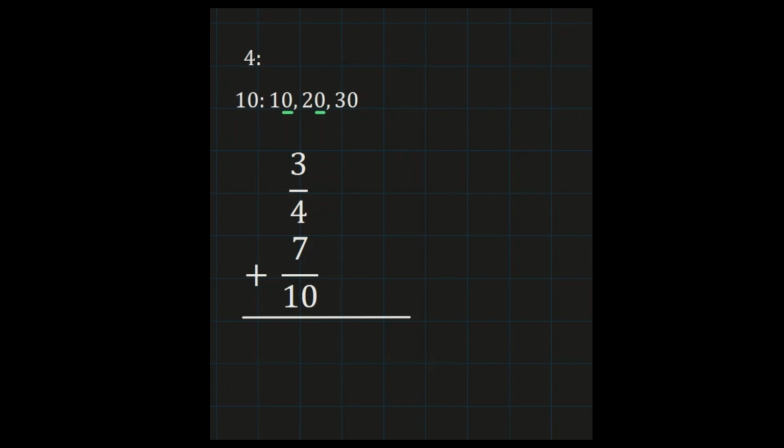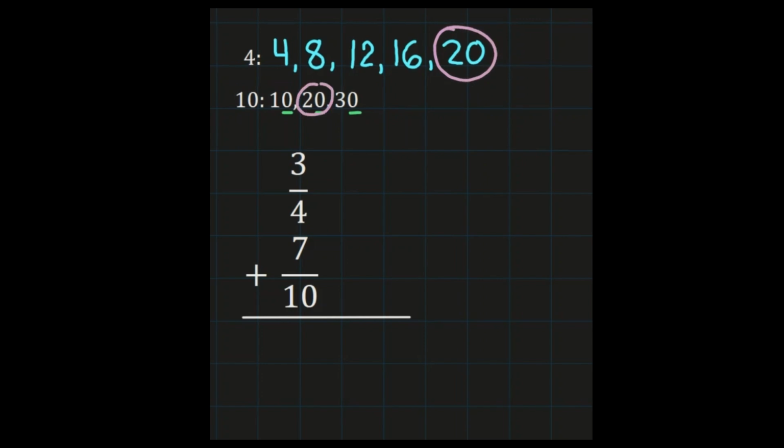We know that every multiple of 10 has to end in 0. When I look at multiples of 4, I'm going to want the first multiple of 4 that ends in 0. So if I start listing those out, I get 4, 8, 12, 16, and 20 will be that first multiple. Or I know my multiplication facts and I already know that 4 times 5 is 20. So 20 is that least common multiple, so it's going to be the least common denominator.